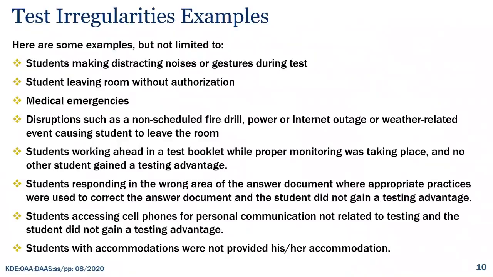When you look at this list, which ones do you think rise to the level of an allegation? There are two: student leaving the room without authorization and the student not provided his or her accommodations. Would all of the other examples automatically not be an allegation? No. Each test irregularity would need to be investigated to determine if proper procedures were followed. If uncertain, please talk with your DAC or BAC.